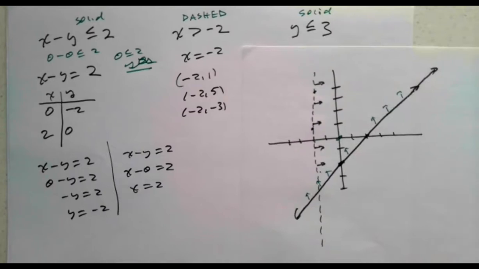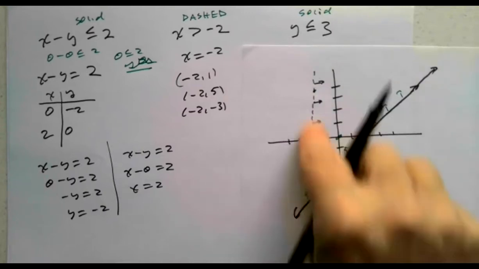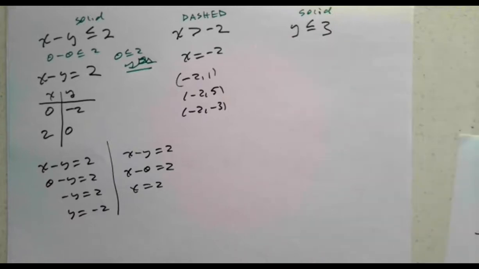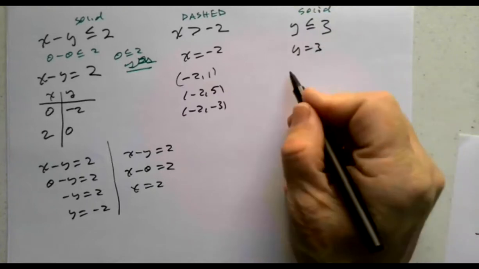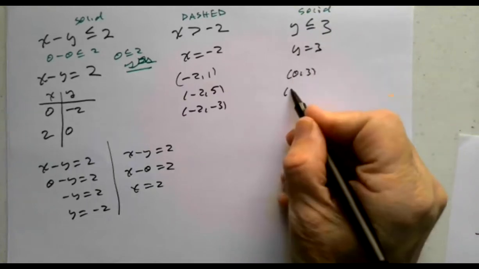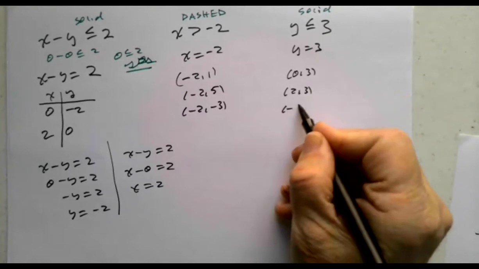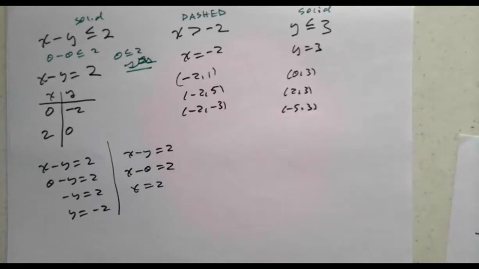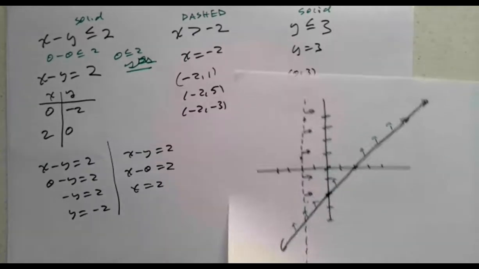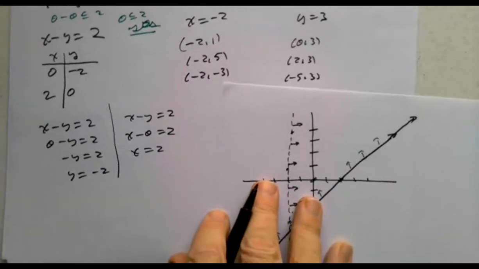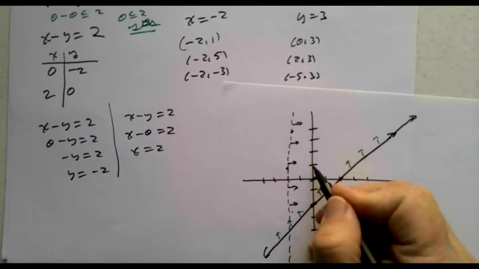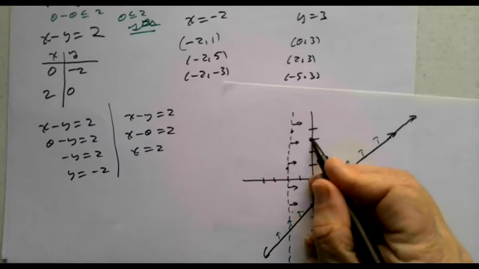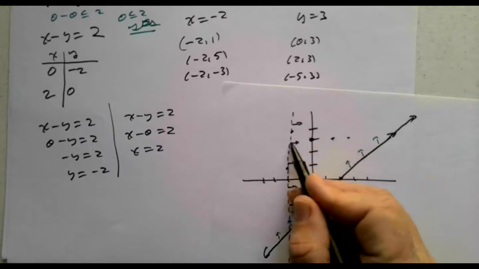And then I have one more thing to work off of. Again, that one was dashed. The first one was solid. This one is solid as well, yes. y less than or equal to 3. I'm going to instead graph y equals 3 as a solid line. So what would that be? (0, 3), (2, 3), (-5, 3). A whole bunch of points where y is 3. Here, here, here. That's a solid line.